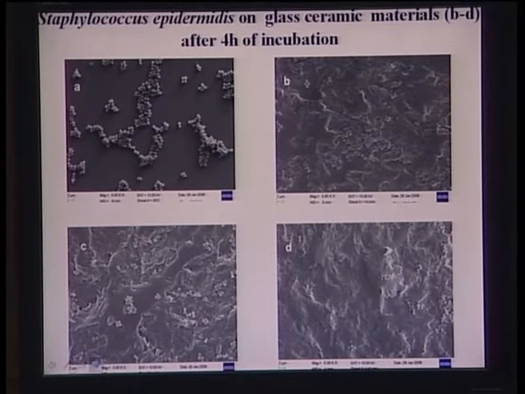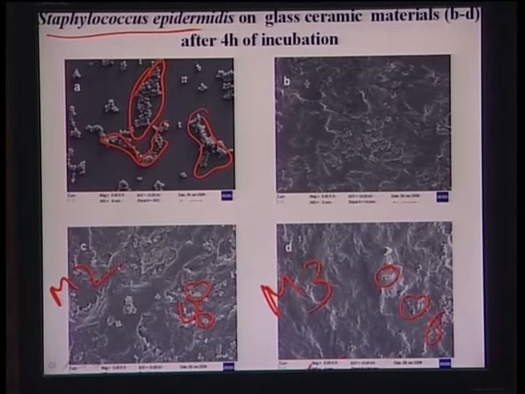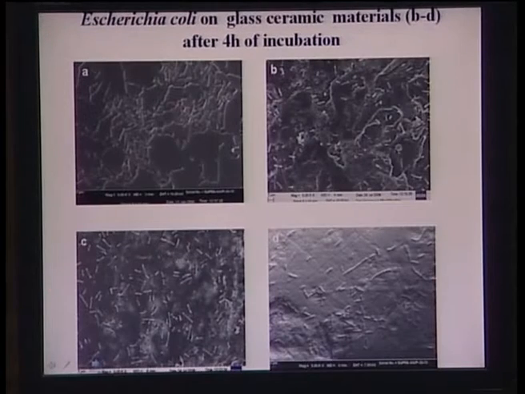As far as the antimicrobial property is concerned, we have seeded Staphylococcus epidermidis, a gram positive bacterium, for 4 hours on these glass ceramic materials. You can see very significant colony formation at different places in the control sample. Such colony formation is largely reduced in M2 and M3, with only a few bacteria forming some clusters here and there. This is certainly much improved in M2 and M3, whereas in M1 we do notice some aggregation of bacteria at different pockets in the microstructure region.